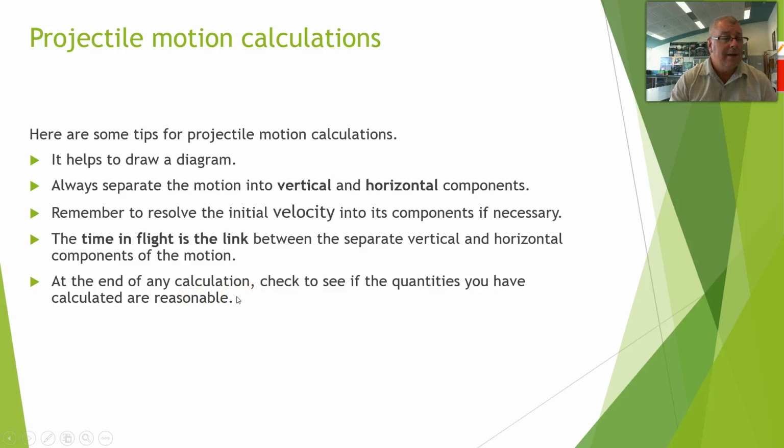Later on, most of you will probably know that the speed of light is a constant and you can't go faster than the speed of light. But if you do a calculation and you get something moving faster than the speed of light, it's obviously wrong. So try and work out if your answer is reasonable or not.